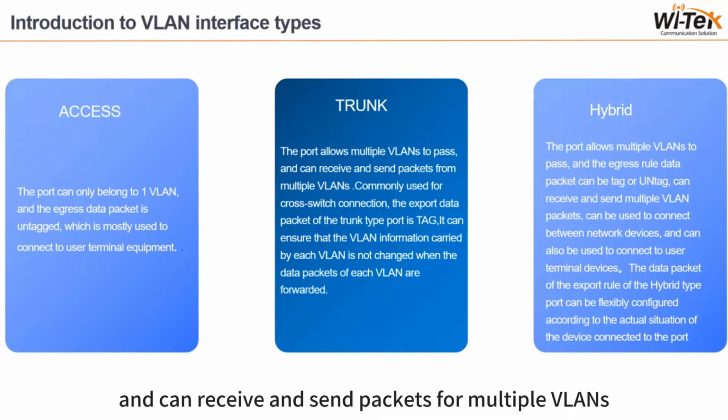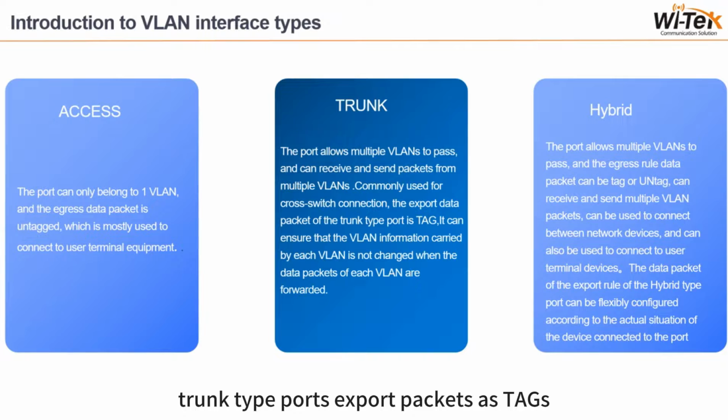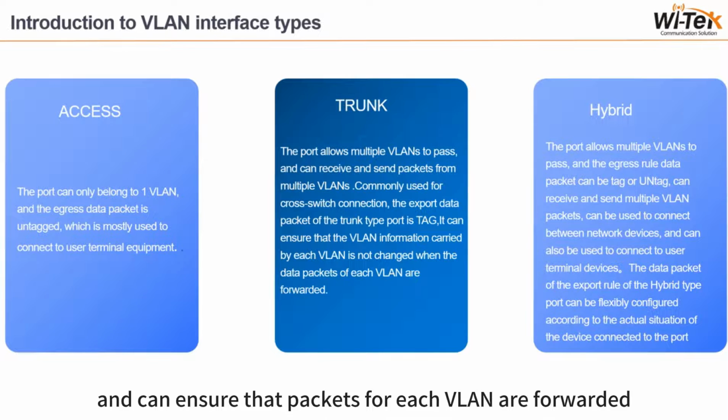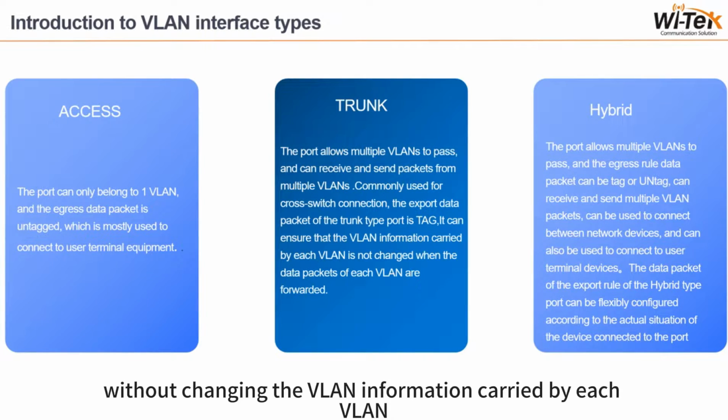multiple VLANs. Trunk type ports export packets as tagged, and are typically used for cross-switch connections, and can ensure that packets for each VLAN are forwarded without changing the VLAN information carried by each VLAN.